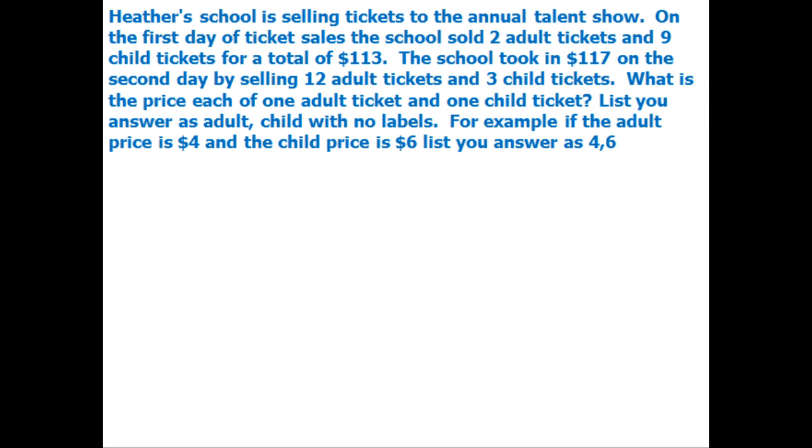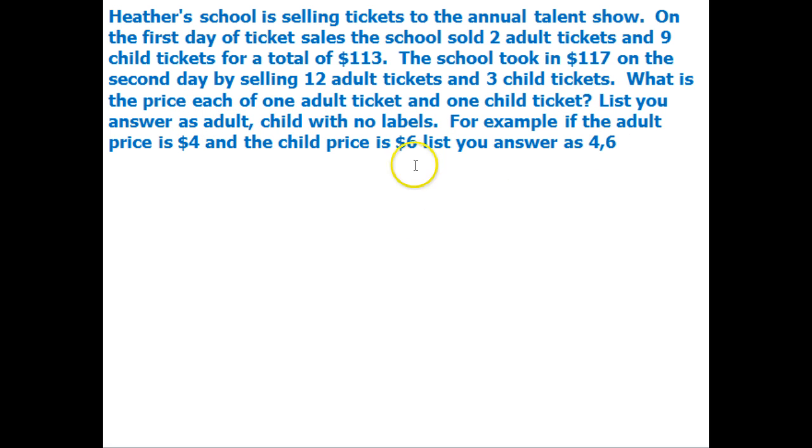This particular one is dealing with selling tickets to a talent show. On the first day, tickets sold were 2 adult and 9 child tickets, for a total of $113. The school took in $117 on the second day by selling 12 adult and 3 child tickets. What's the price of 1 adult and 1 child? So we need to figure out this. Then it asks us to list our answer as adult, comma, child with no labels. We'll get to that in just a little bit.